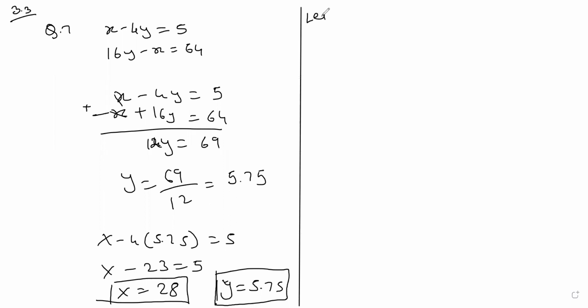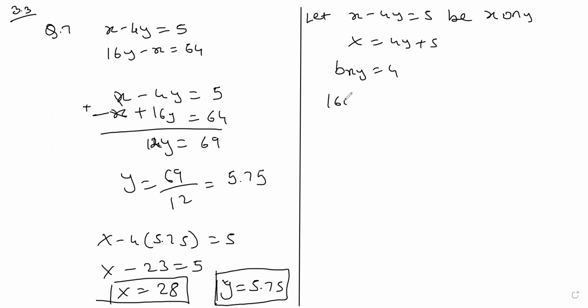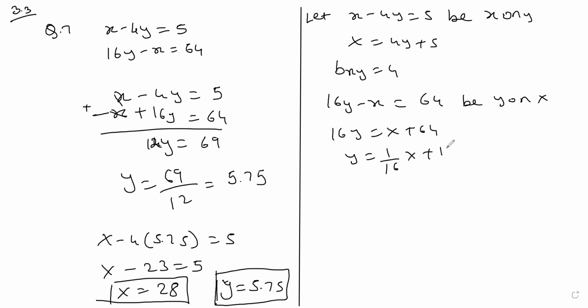So I will say let x minus 4y is equal to 5 be x on y. So x will be equal to 4y plus 5. So bxy is 4. Then automatically 16y minus x is equal to 64 will become y on x. So 16y is x plus 64. y is 1 by 16 x plus 64 by 16. byx is 1 by 16.